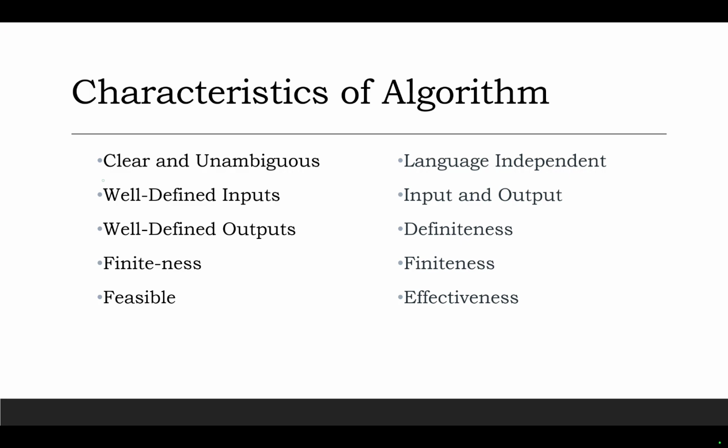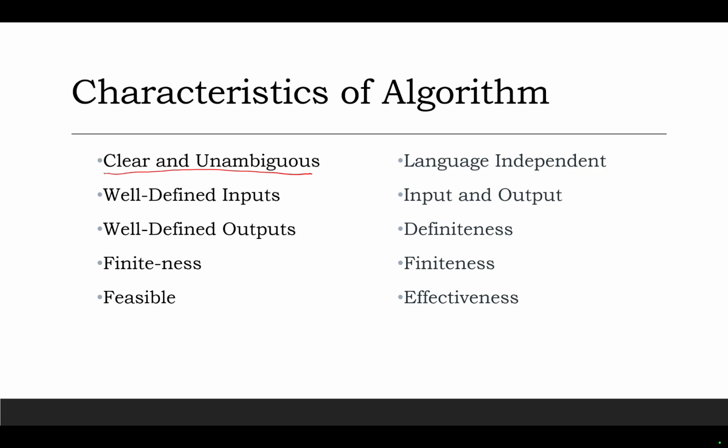The first characteristic is clear and unambiguous. The algorithm should be unambiguous. Each of its steps should be clear in all aspects and must lead to only one meaning.